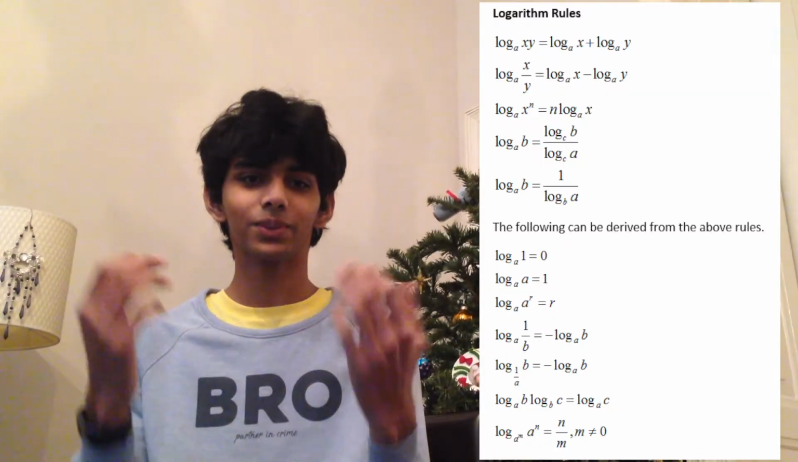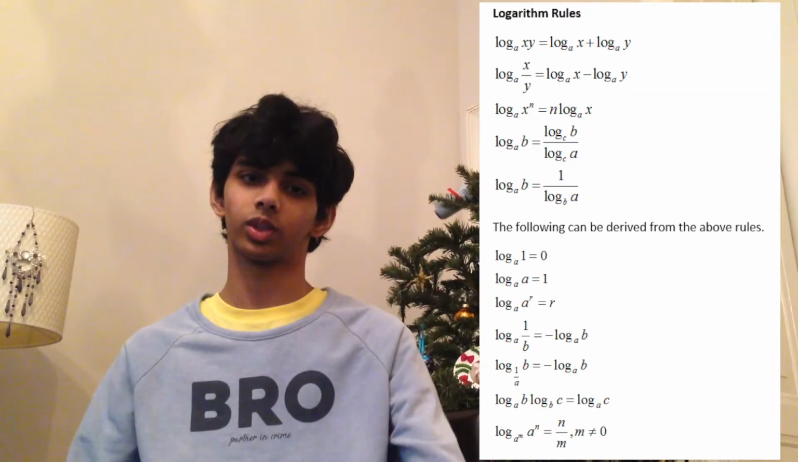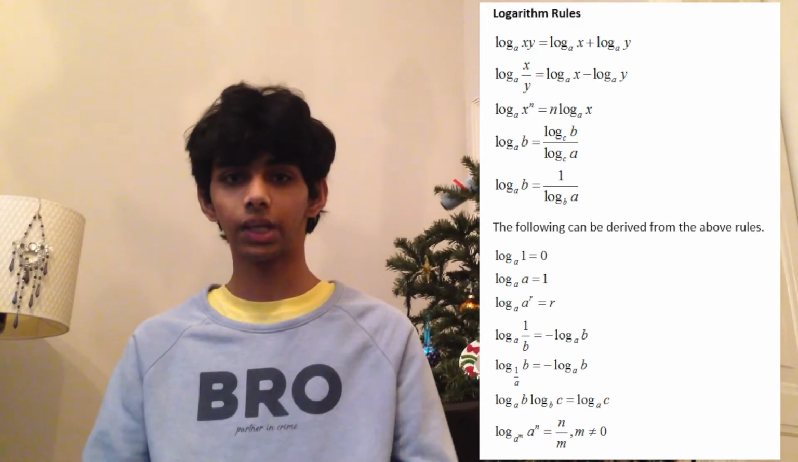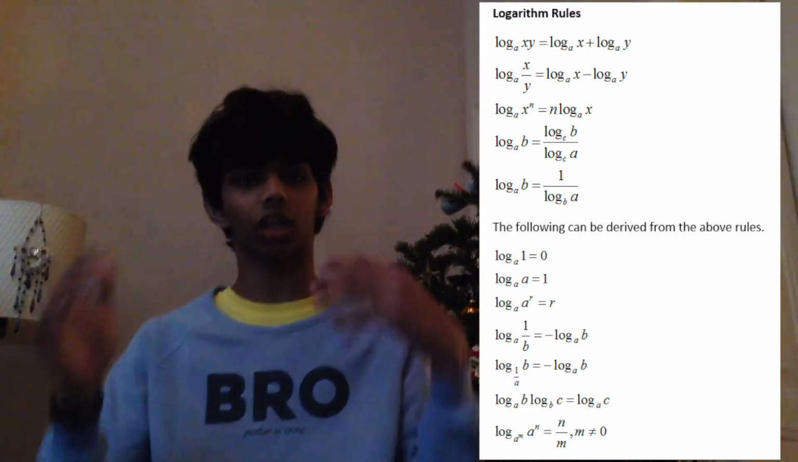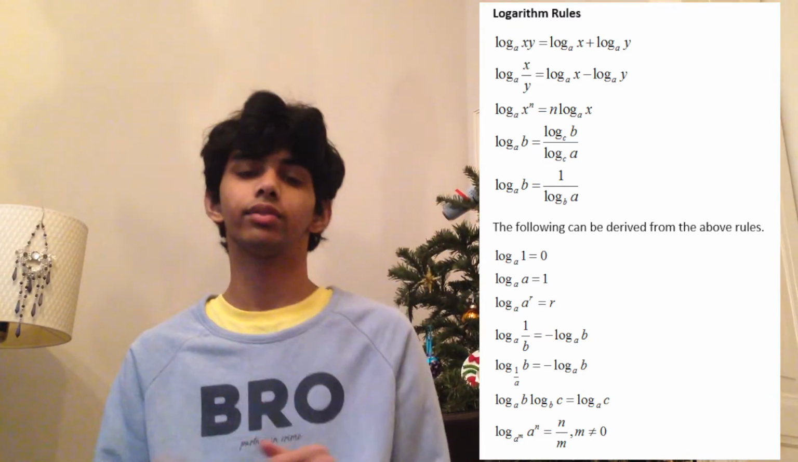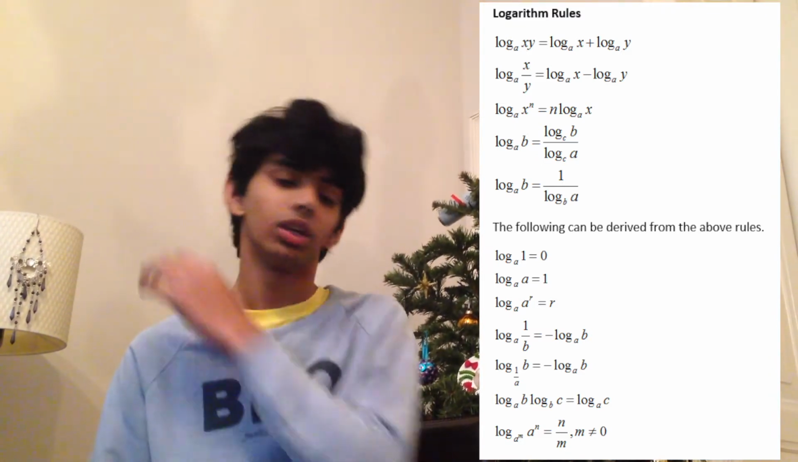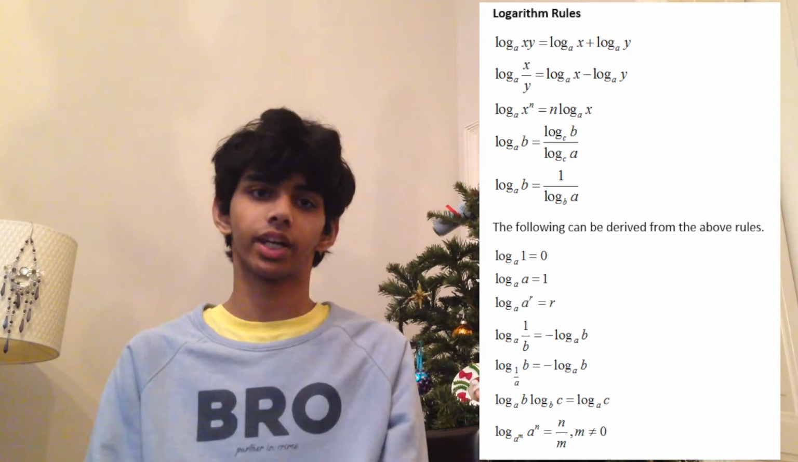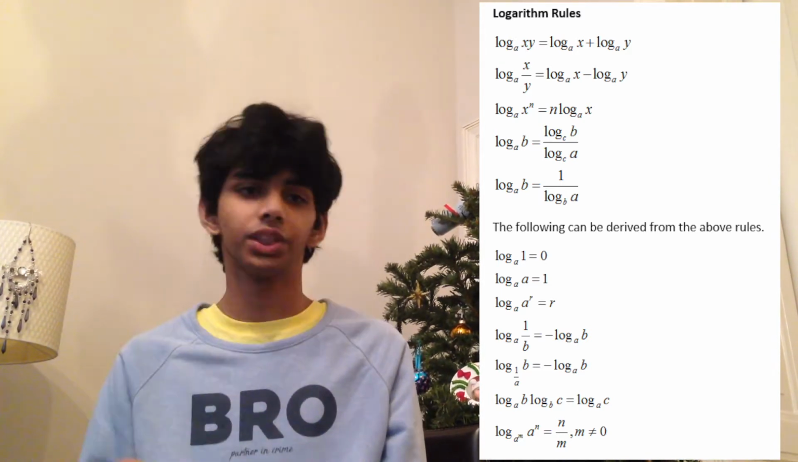Now, going on to log's properties. It is the opposite of the properties of powers. If two logs with the same base are added, then the two products are multiplied. So say in case log to the base 2 of 5 plus log to the base 2 of 3, then we should get log to the base 2 of 15.